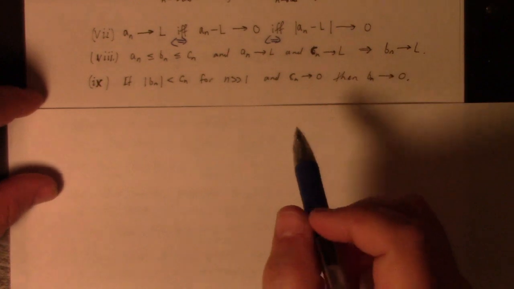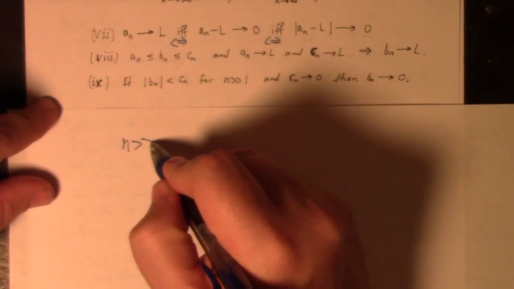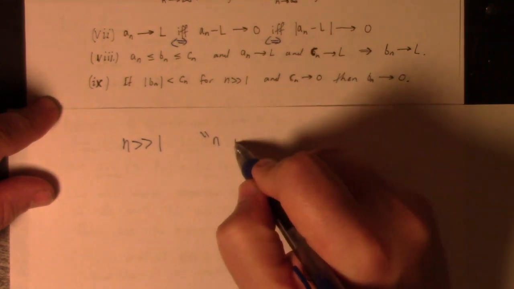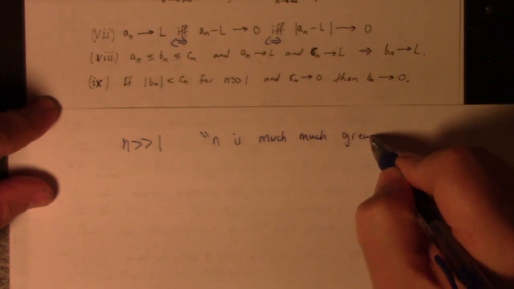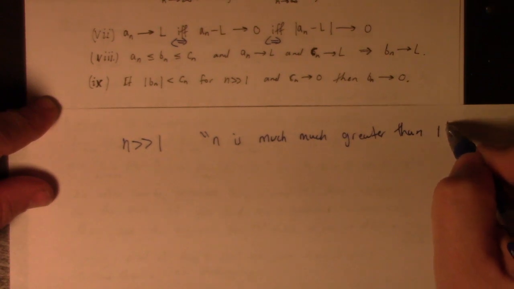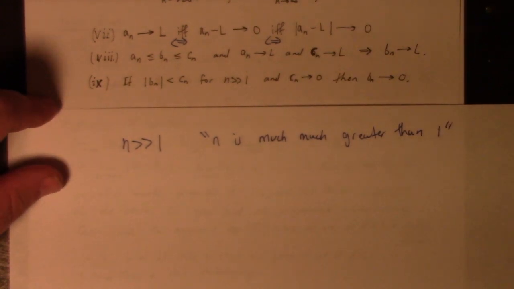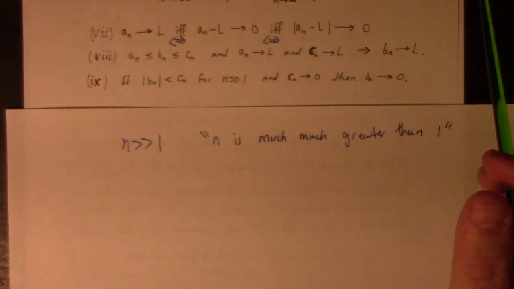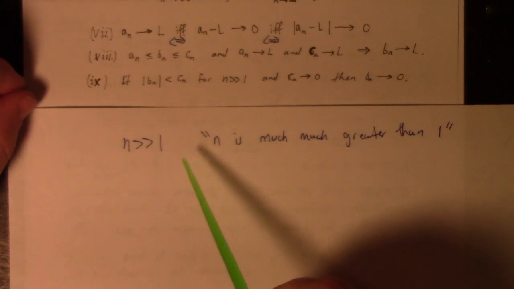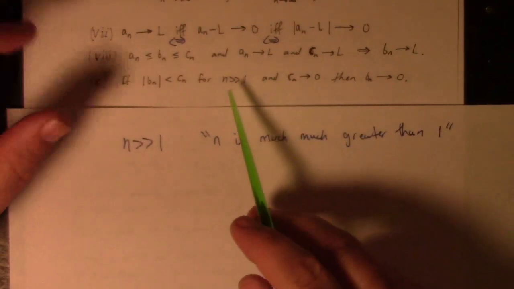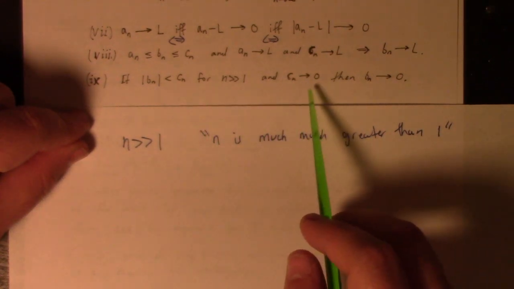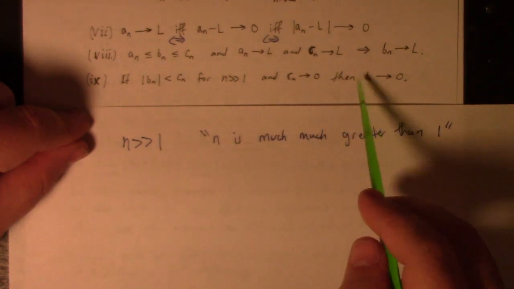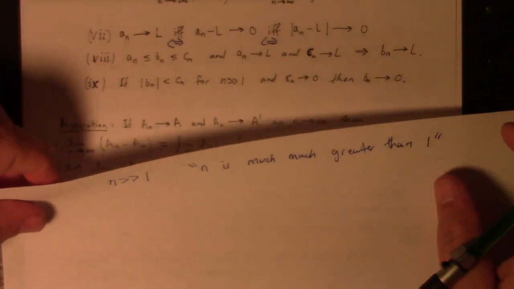All right, 9. Now this is new notation: n much greater than 1. Sometimes the textbook will say something like for n sufficiently large, which is another way of saying if n is big enough. Suppose we have the inequality that the absolute value of b sub n is less than c sub n for n big enough, and suppose that c sub n goes to 0. Well, guess what? Then b sub n must also go to 0. So that's a sometimes useful theorem.